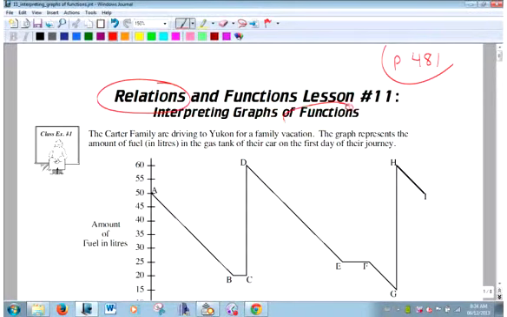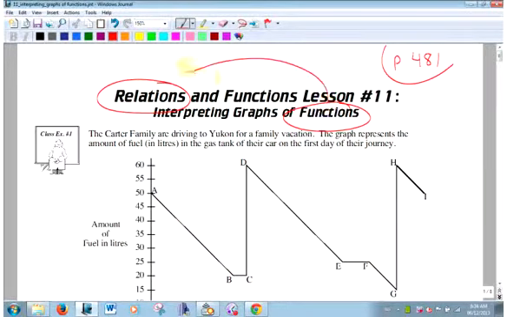Well, what do you think? What's the name of the chapter? Relations and functions. What's a function? Does it pass the vertical line test? Does this pass the vertical line test? Actually, you can argue it doesn't, but we're calling it a function. Actually, that's kind of weird. I never thought about that before.